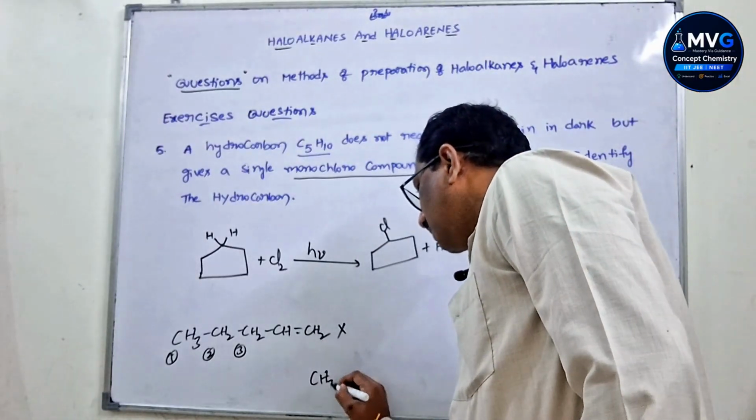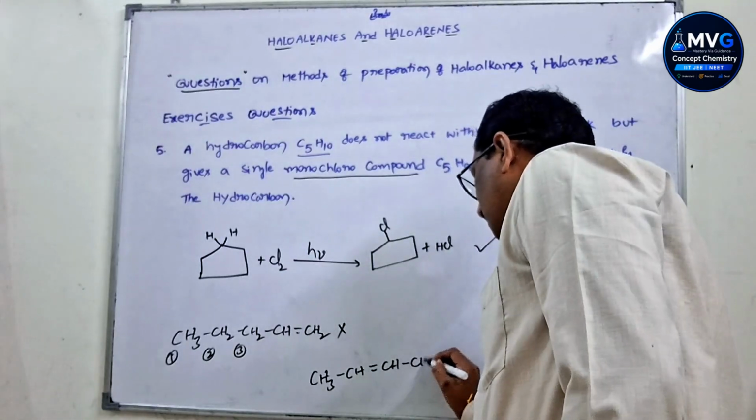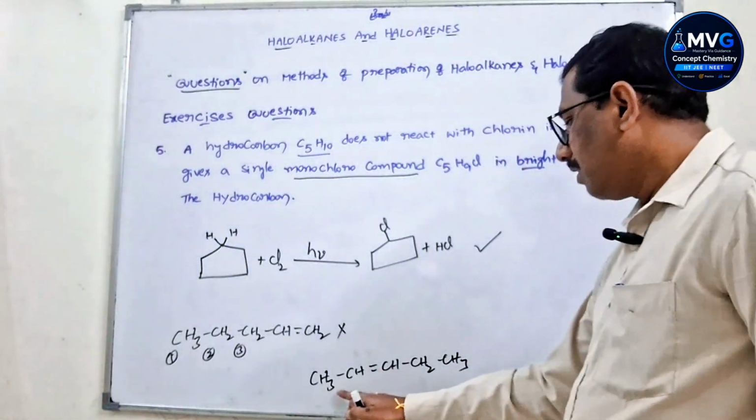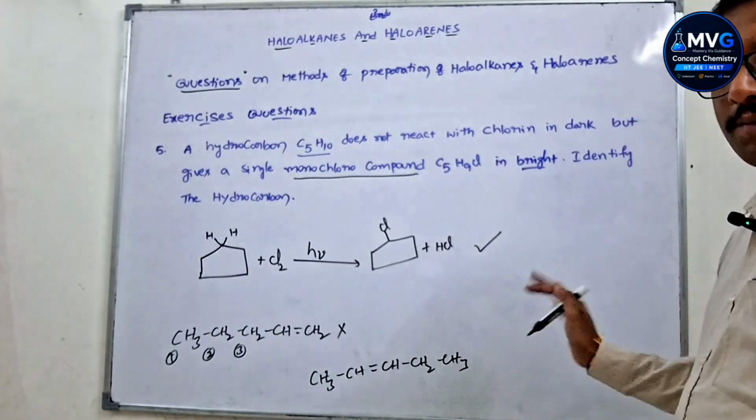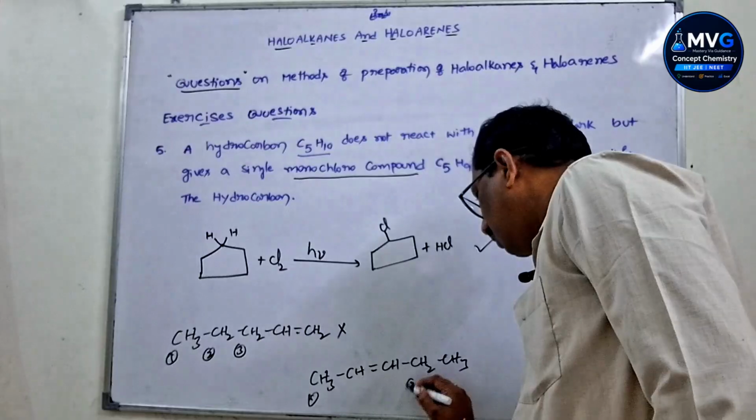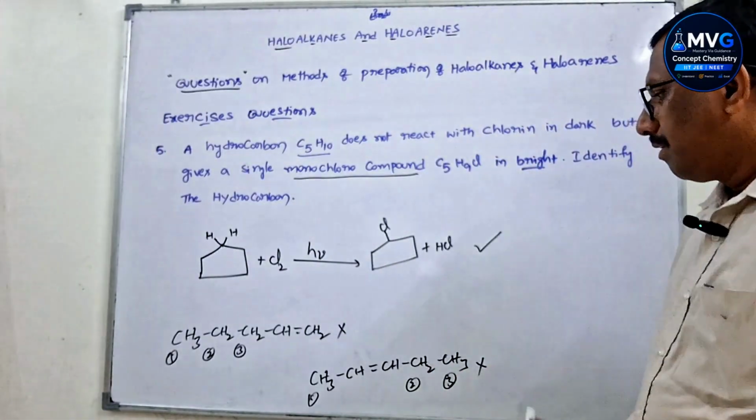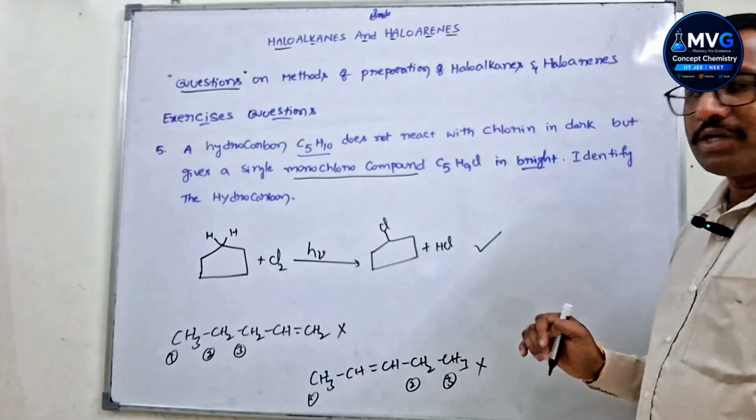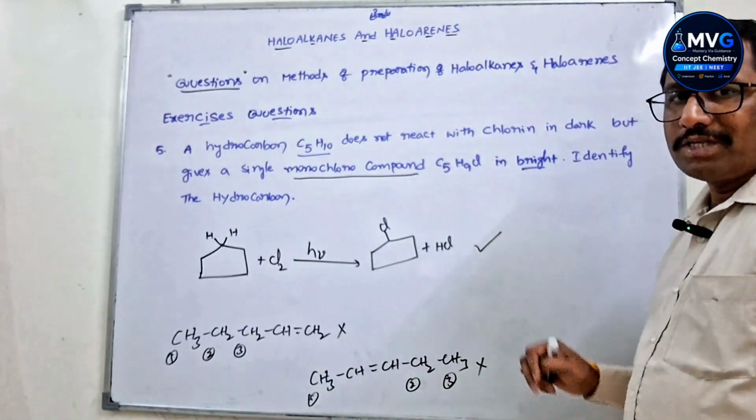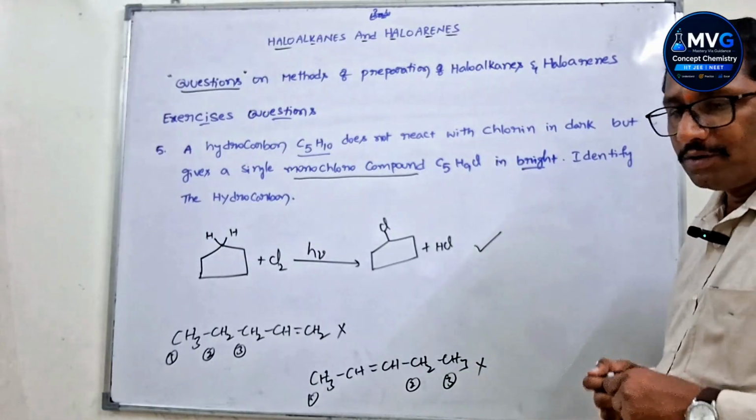Suppose one more, CH3CH=CHCH2CH3. Here also 5 carbons and 10 hydrogens are there. Here 1 possibility, here 2 possibilities, here also 3 possibilities we are getting. But he asked only for monochloro products, no? That's why only this reaction is correct. These two compounds are not giving this answer. Please note down, students.